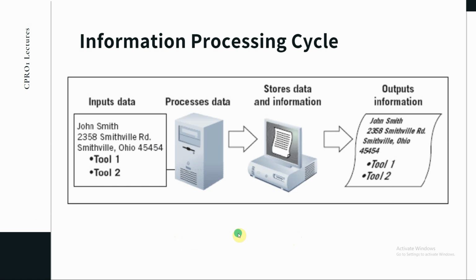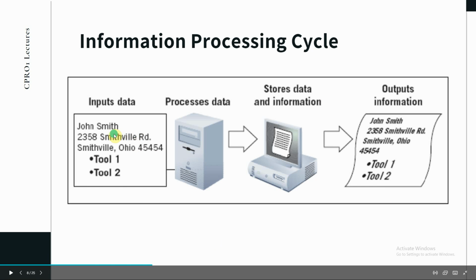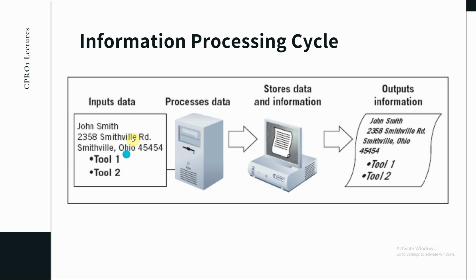So if you can have an example of an information processing cycle, for example, this is input for a printout. We'll have the input of data through a keyboard, so the person types out the information. These are the data: the name, the address, and any other added data.